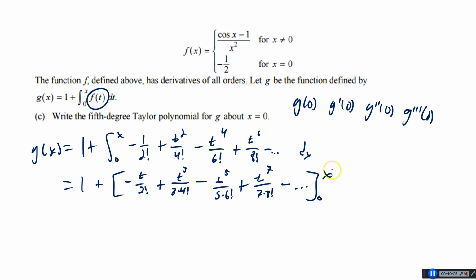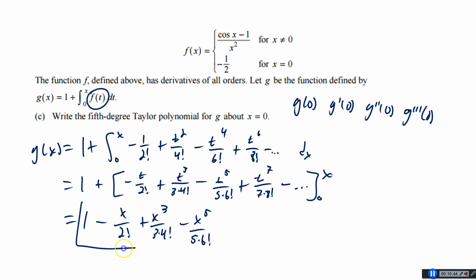Now I'm going to plug in x and I'm going to plug in 0. Plugging in 0 is pretty much uneventful, because everything's going to go away. So this becomes 1 minus x over 2 factorial, plus x cubed over 3 times 4 factorial, minus x to the 5th over 5 times 6 factorial. They only ask for a 5th degree, so that is where I'm going to stop. So a term-by-term anti-differentiation there.